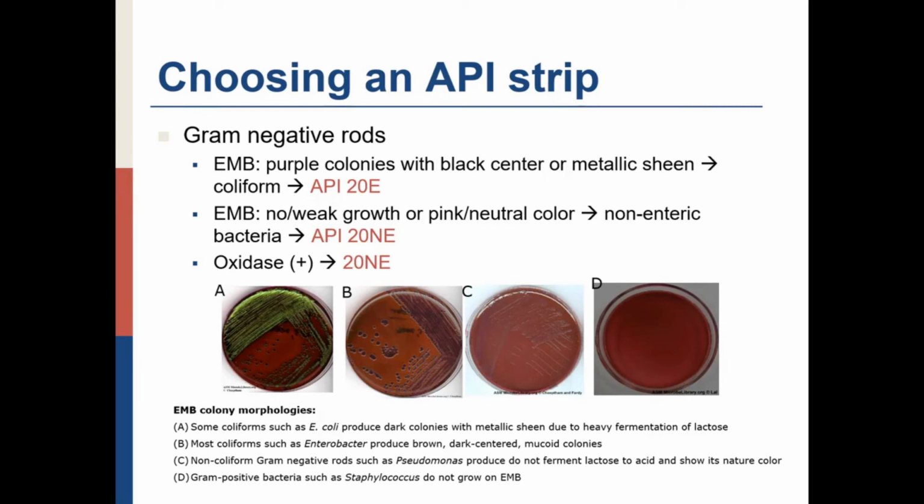And then if you have no to weak growth or a pink neutral color on your EMB, then that means you have no enteric bacteria, and you're going to be doing the API 20NE for non-enteric. And then the very last one is 20NE, which is for oxidase positive organisms.